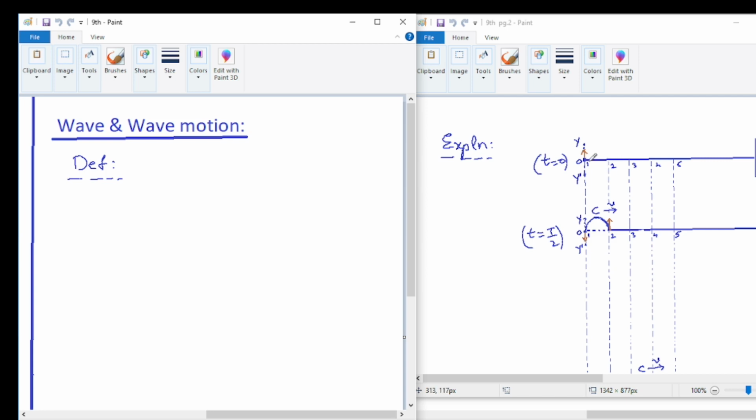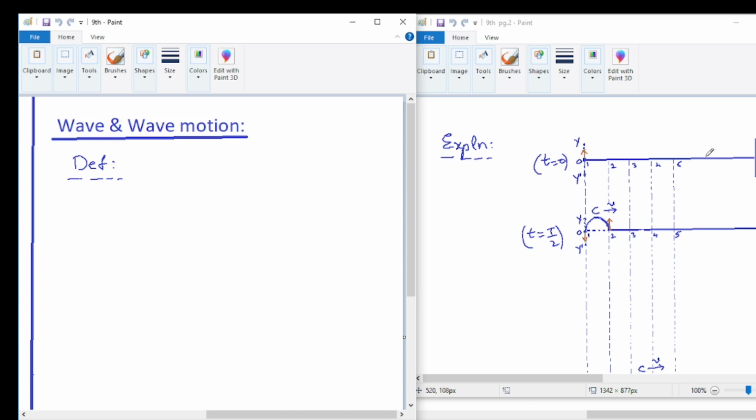Now consider a rope or a string. Now this is a rope or a string. Now the right end of the rope is actually fixed to a wall. Now this is a wall. This fixed line is a wall. So the right end of the string is fixed to the wall.